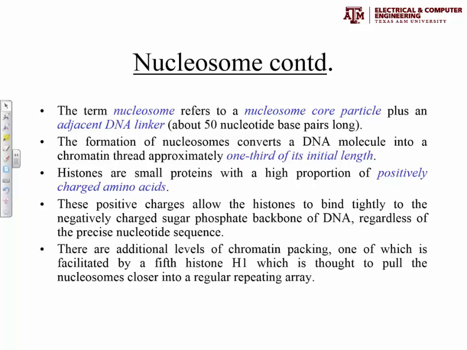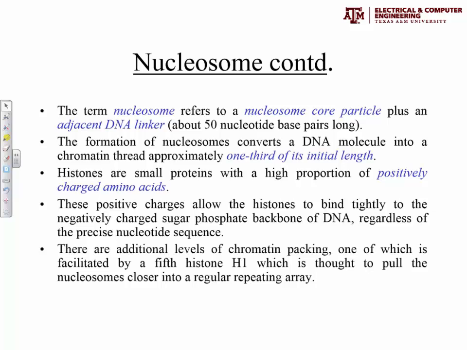The term nucleosome refers to basically a nucleosome core particle plus an adjacent DNA linker, which is about 50 nucleotide base pairs long. So the formation of nucleosomes, as I said, converts the DNA molecule into a chromatin thread, which is approximately a third of its initial length. Histones are small proteins with a high proportion of positively charged amino acids. Because of the positive charges, the histones can bind tightly to the negatively charged sugar phosphate backbone of DNA, regardless of the precise nucleotide sequence.